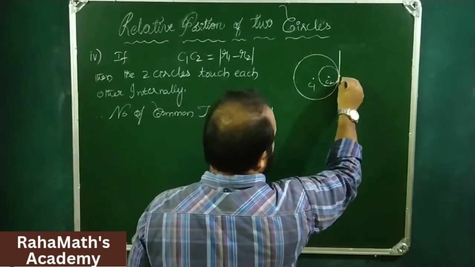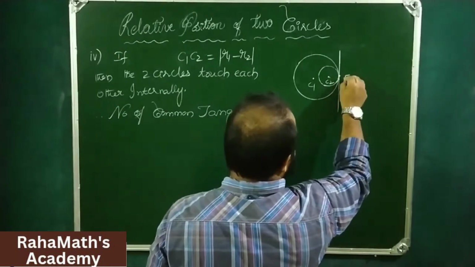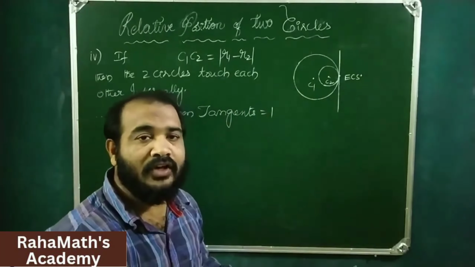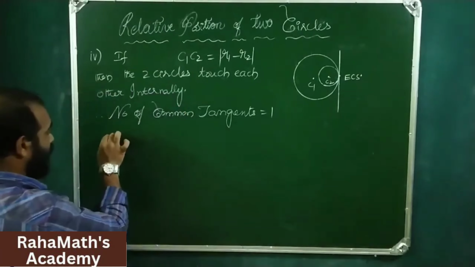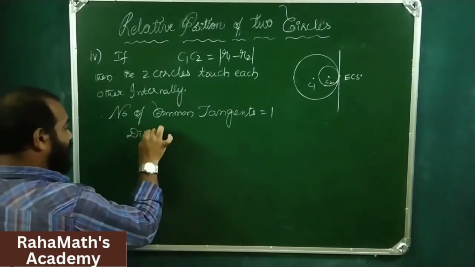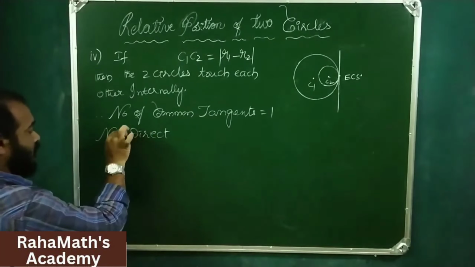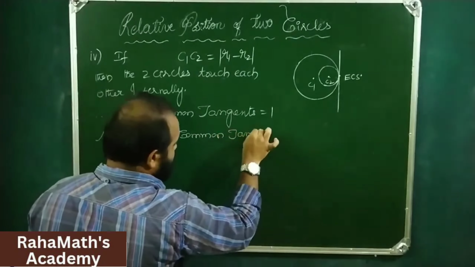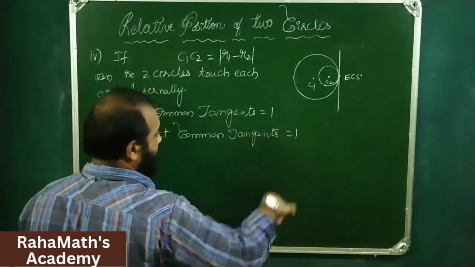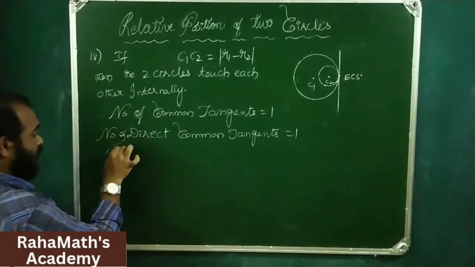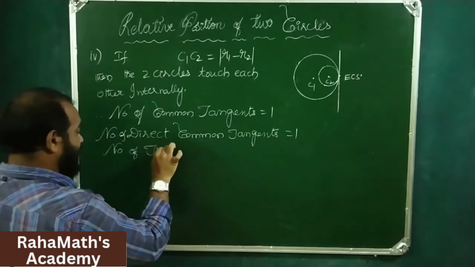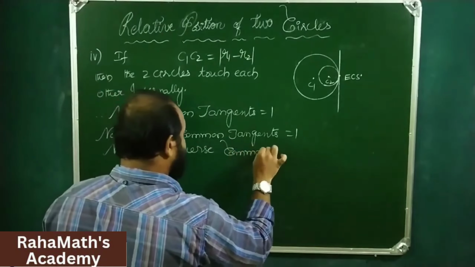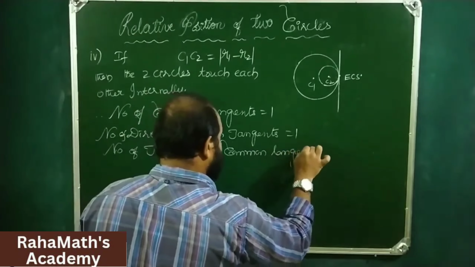This point is called the external center of similitude. Whenever an external center of similitude exists, there is a possibility of a direct common tangent there. Therefore, the number of direct common tangents is equal to 1, and the number of transverse common tangents is equal to 0.